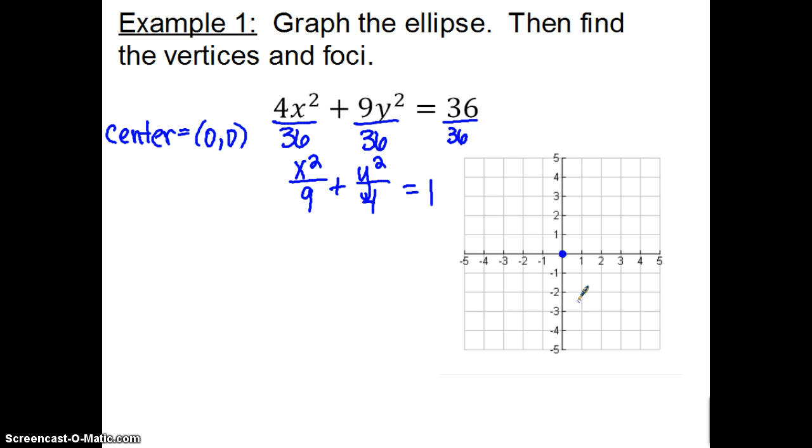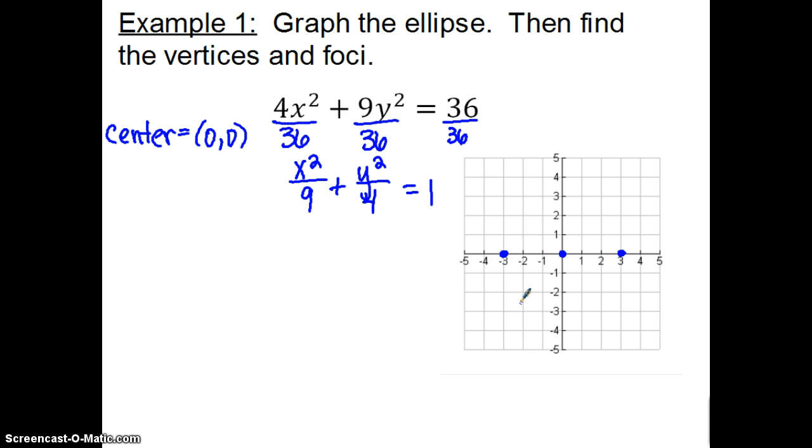Now, this 9, remember that is our a squared value, and a is the x direction radius. So if we square root that number, we're going to get 3. That tells me the x direction radius, underneath the x term, is 3. So I'm going to go from the center out to the right 3, and from the center out to the left 3. Those are 2 points that are going to be on my ellipse. My ellipse is going to go through those 2 points.